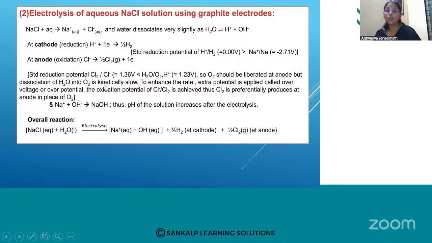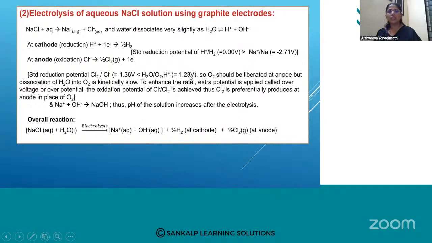But dissociation of H2O into O2 is kinetically very, very slow. It is feasible, but extremely slow. So to enhance the rate, extra potential is applied, which you call overpotential or overvoltage. The oxidation potential of Cl-/Cl2 is achieved, and Cl2 is preferentially produced at the anode in place of O2. The Na+ combines with OH- and forms NaOH. Therefore, the pH of the solution increases after the electrolysis.